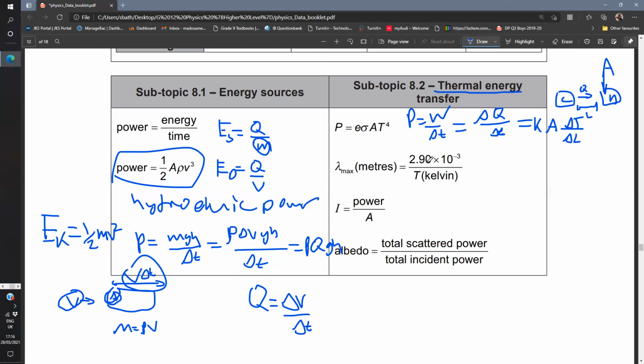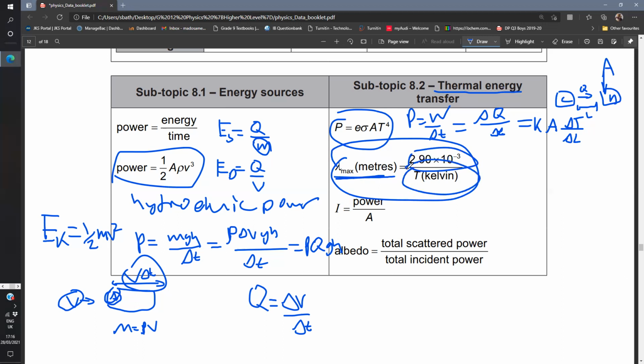Okay, and now we have the black body radiation formula. This is a given formula. And we also have Wien's displacement law. This is also pretty much given. This is the maximum wavelength, and then this is a constant over the temperature. And then we also have intensity equal to power over the area. I think we took this before.